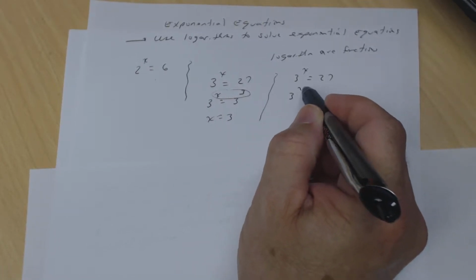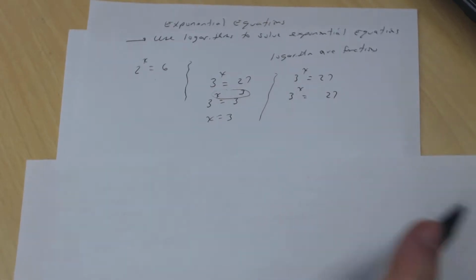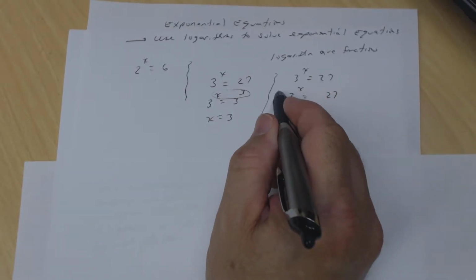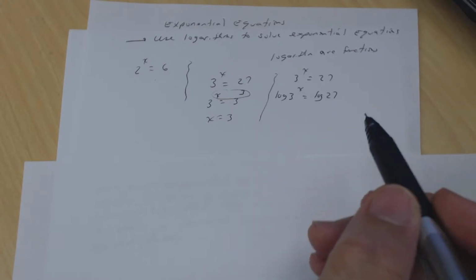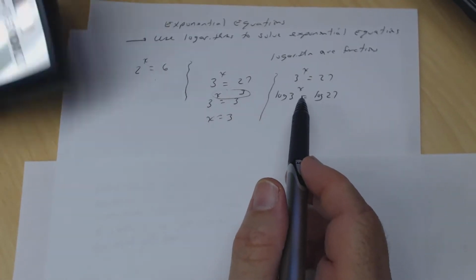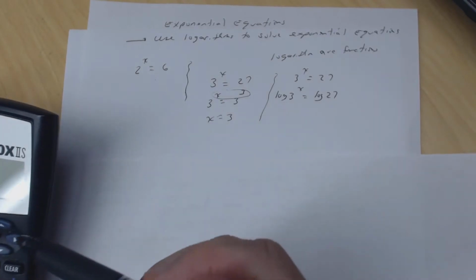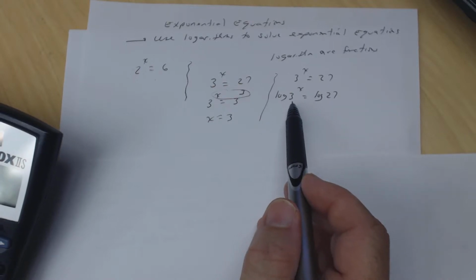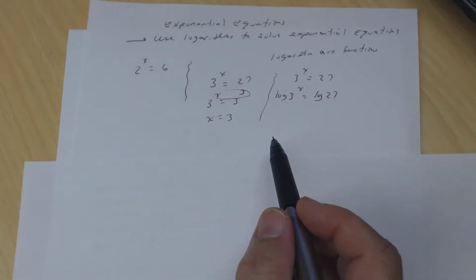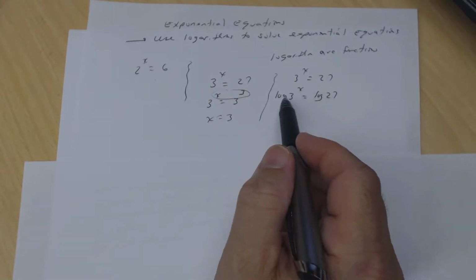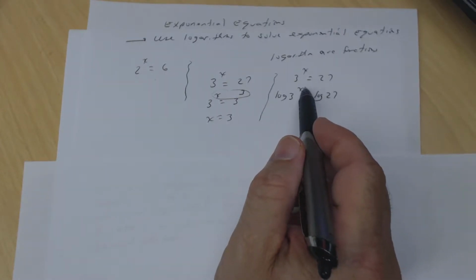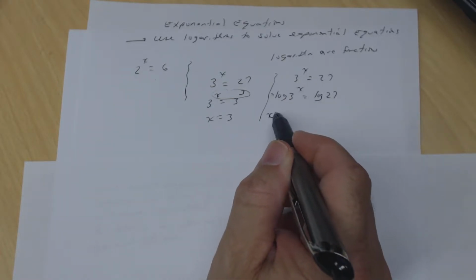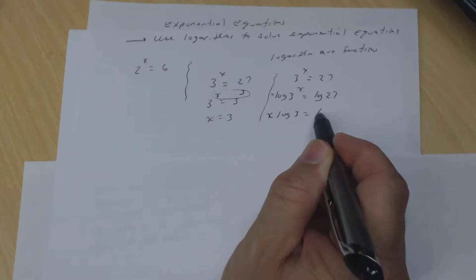Let me leave some space here. So we're going to do the same problem, but this time let's take the log of both sides. Now remember, if we're going to use the calculator, we need base 10 or base e. So if I'm going to take the log of both sides, I'm going to leave it as base 10, since I'm going to use the calculator. Now remember the power rule. The power rule says that I can take this power here and rewrite it as a product. So don't forget to do that. So I'm going to get x times the log of 3 equals the log of 27.